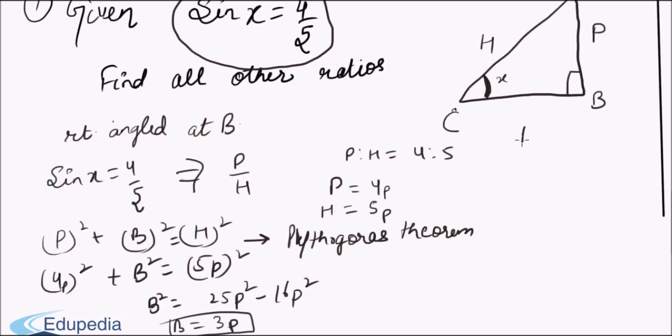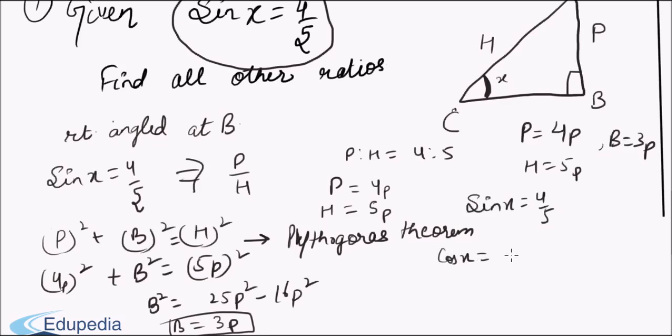Thus, we are left with P equals 4P, H equals 5P, and B equals 3P. The first ratio, that is sin x, is given as 4 by 5. Now cos x is base over hypotenuse. Base is 3P and hypotenuse is 5P. Therefore cos x is 3 by 5.